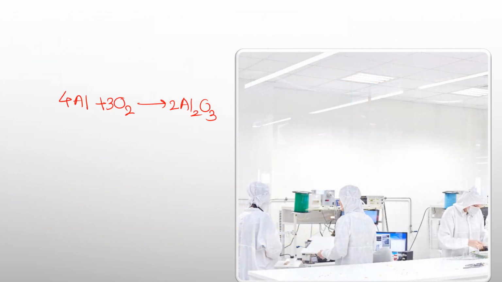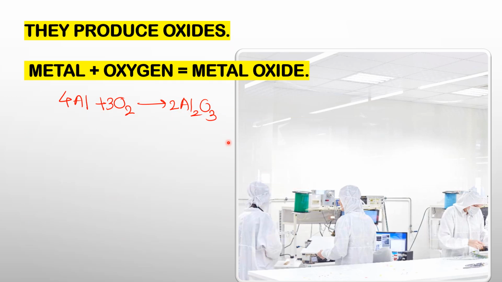Again we have one more example, that is aluminium metal. We are getting Al2O3 from it, where 4 molecules of aluminium react with 3 molecules of oxygen, which gives rise to 2 molecules of Al2O3, that is aluminium oxide.